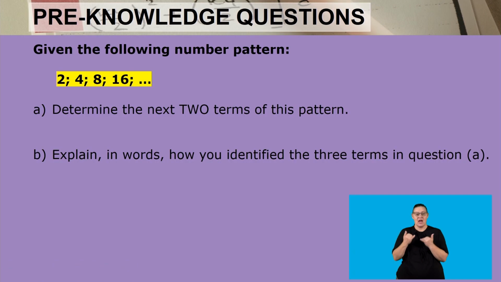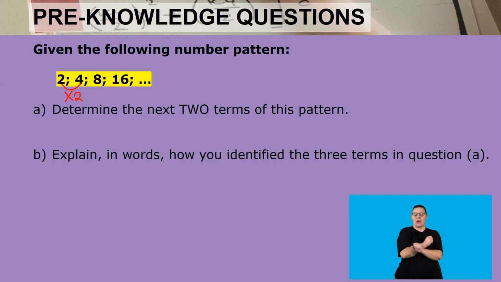So now we are given the pattern 2, 4, 8, and 16. Can you identify what is happening in this pattern? Well, from 2 to 4, we can see that, yes, we are multiplying by 2. Now, you could easily say that we are adding 2, but then remember, the pattern needs to be the same, even moving on to the next term.